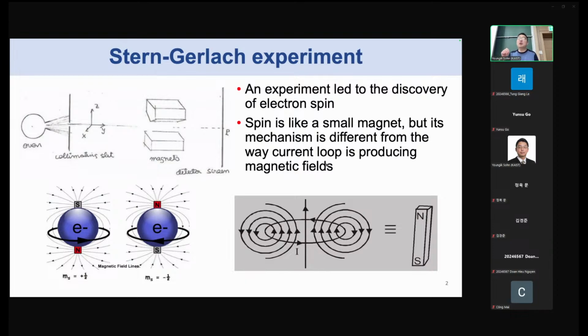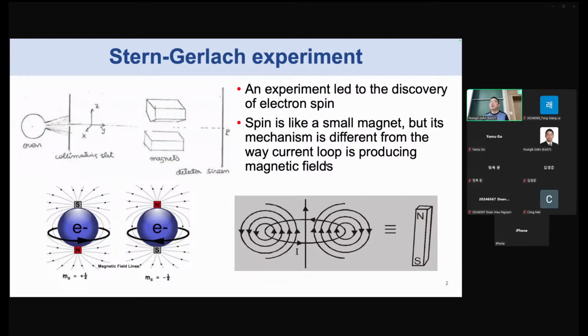So electron spin, simply speaking, you can think of it as a small magnet. Electron is like, you usually learn it as a charged particle, but actually it's also a magnet. Okay, it's like a magnet, but it's different from a classical magnet, and we'll see the details of that structure throughout this experiment and math. But let's look at the experiment first.